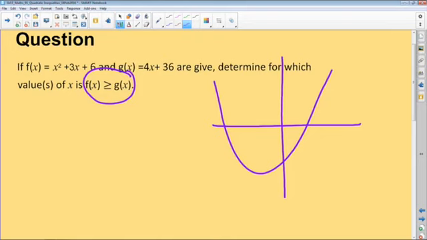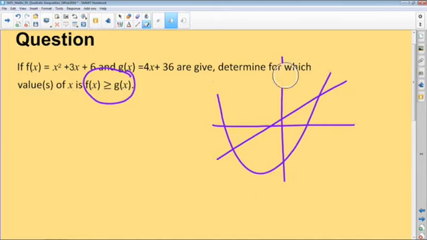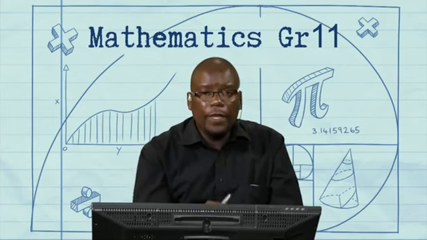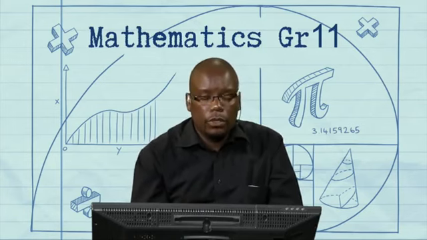So making this example, okay, where is the parabola above the straight line? If you can't work that one out, okay? Now, if you are struggling with using the parabola and the straight line, you can do it algebraically, and then from there you write off your solution.